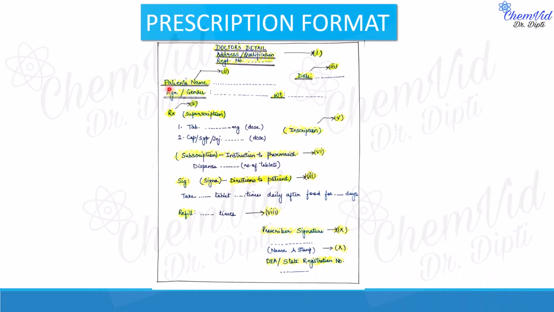So this is the sample format of a prescription which you can make in your assignment as well. Here the first one is the prescriber details, then comes the patient details, here is the date, here is a superscription, then comes inscription, then subscription, signa, and then refill directions, and the last one here is the prescriber signature and DEA or the state registration number.